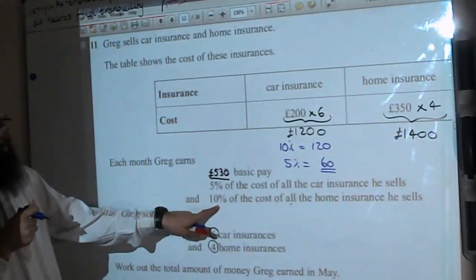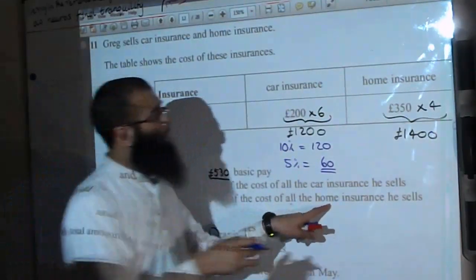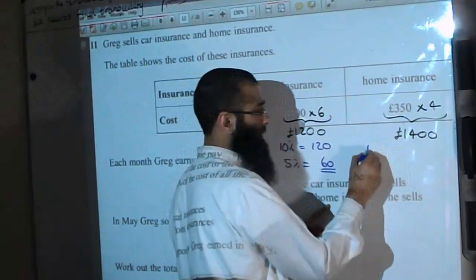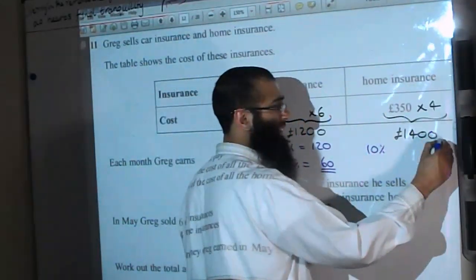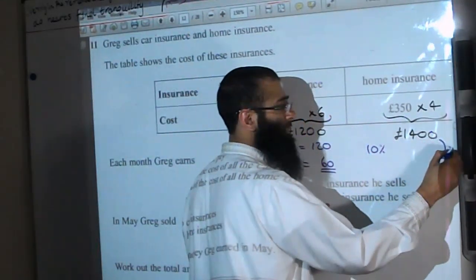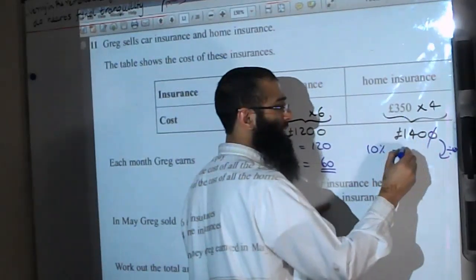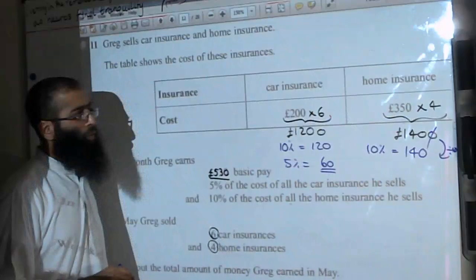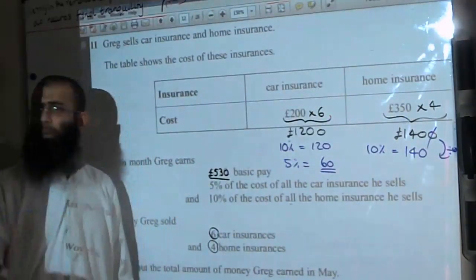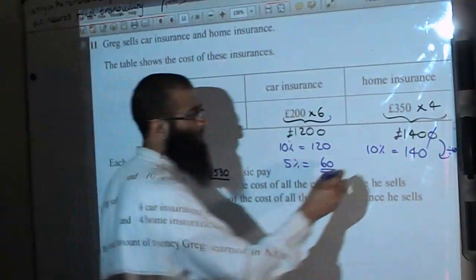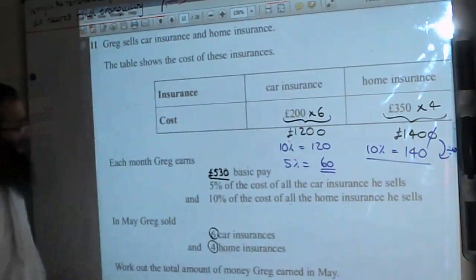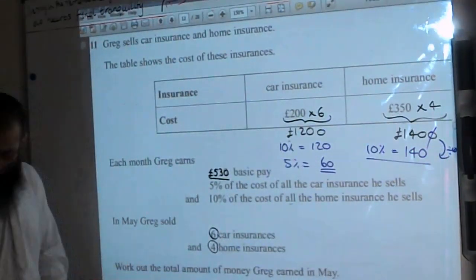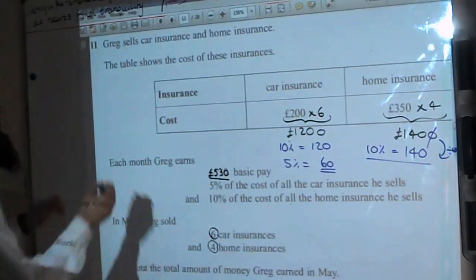Okay, now we've got to work out 10% of the cost of the home insurance. To work out 10% we divide it by 10 because it's a tenth. So we knock off a 0, so that gives us 140. 10% of 1,400 gives us 140. Okay, so we've got to work out his pay. Do we just add them up now? Add them up now, that's right.